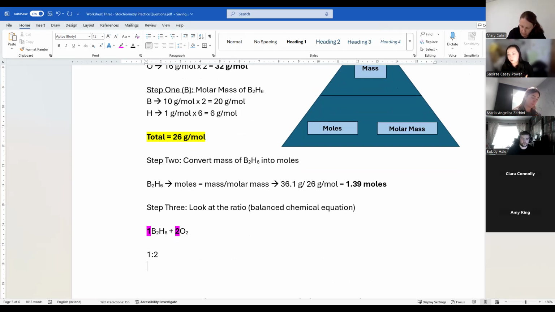But I don't have 1 mole. What I worked out here is actually 1.39, so it's not a simple 1:2. I actually used 1.39 moles. So can anyone suggest what I have to do to work out the moles of oxygen?